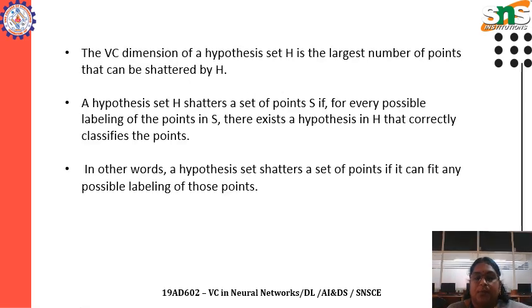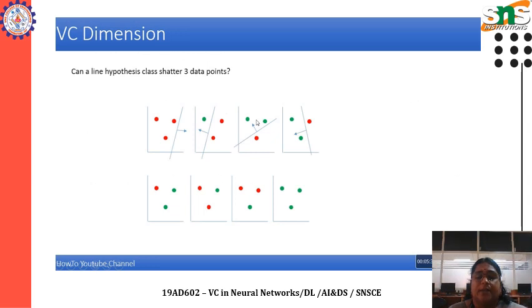The VC dimension of a hypothesis set H is the largest number of points that can be shattered by H. If we consider H as a complete set, then there are some points present inside the set that are considered as S. So there exists a hypothesis set, and each point present in the set S belongs to the hypothesis H. So this is the concept of VC dimension.